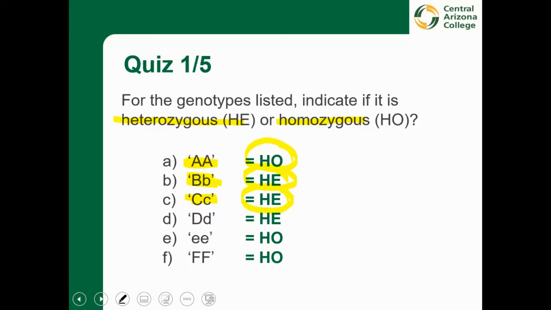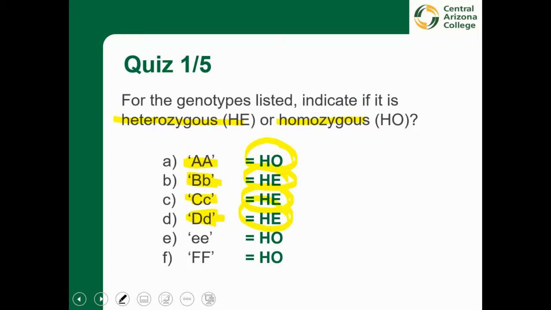This would lead us to recall that they are different alleles. One is dominant, one is recessive. So we're talking about a heterozygous genotype. Same goes for the next one, where we have capital D and lowercase d, again heterozygous.